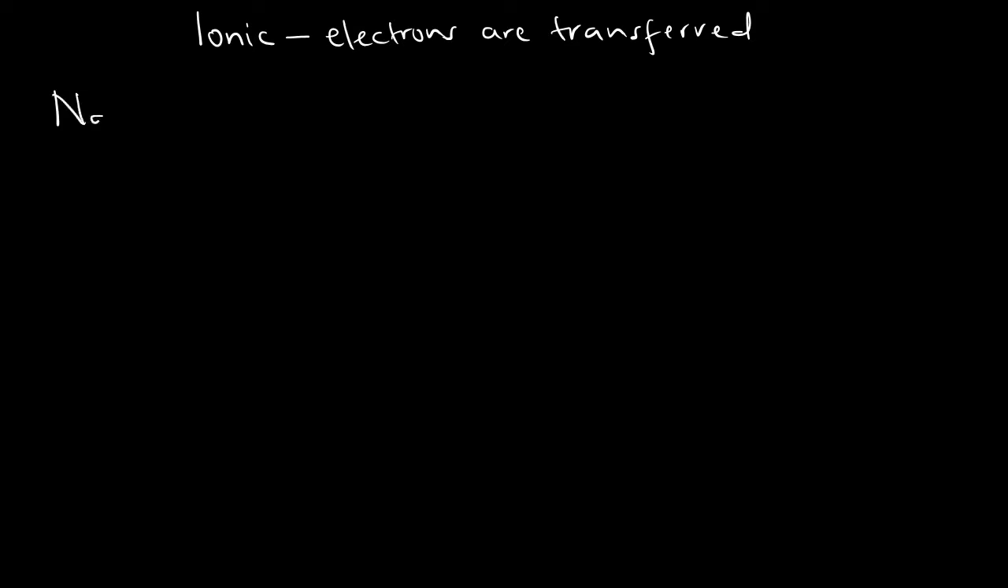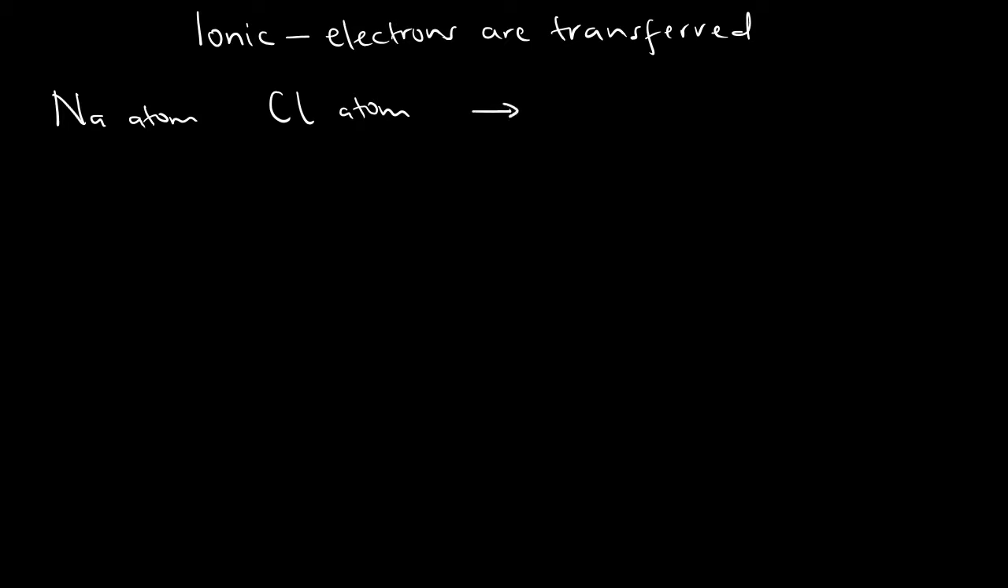In ionic bonding, we have the transfer of electrons from the metal to the non-metal. So electrons are transferred. So what happens is that we are going to see the following taking place. We shall have our sodium atom, and then we shall have our chlorine atom.